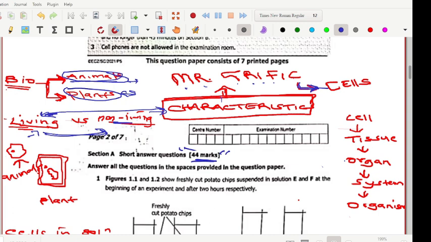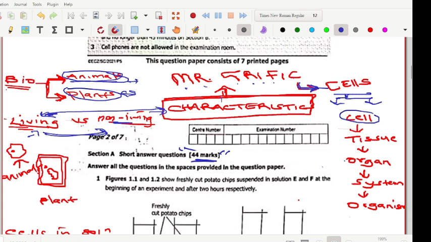For instance, the first characteristic is cells. You need to know there are two types of cells: animal cell and plant cell. Then from there you see what are the differences and what are the similarities. Once you're able to do that, it will be easy for you to understand biology.